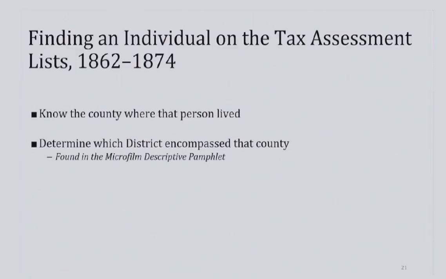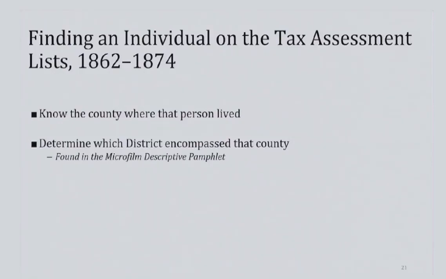Finding your ancestors on these lists can be somewhat tricky because you have to know where your ancestor lived down to the county. That information is easy enough to find for someone famous like Frederick Douglass. For most 19th century individuals, you would know that information from the census records. Once you know that, you have to determine which district encompassed that county. This information can be found in the descriptive pamphlets, sometimes called DPs, produced for the microfilm publications for tax assessment lists 1862 to 1866. Descriptive pamphlets can be found and downloaded in the National Archives microfilm catalog, and they are also reproduced on the first roll of film.